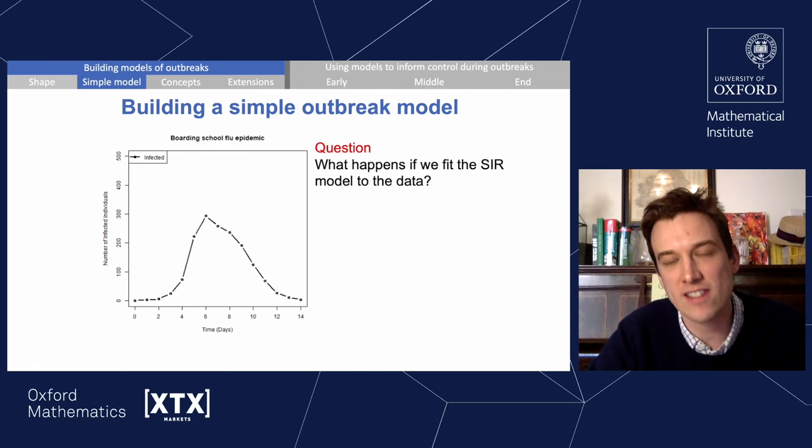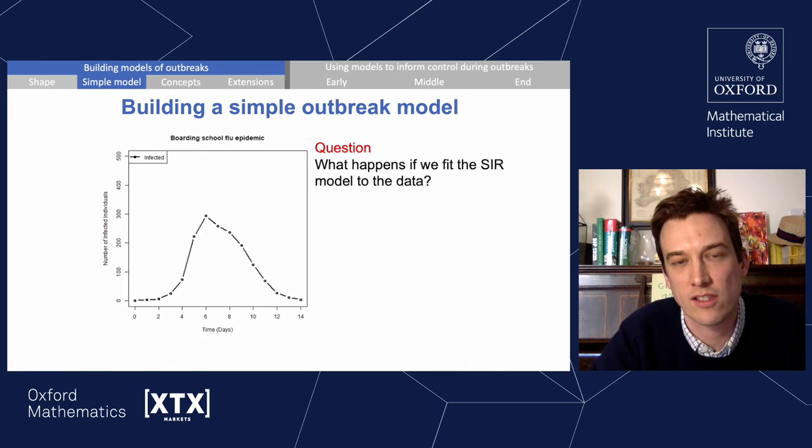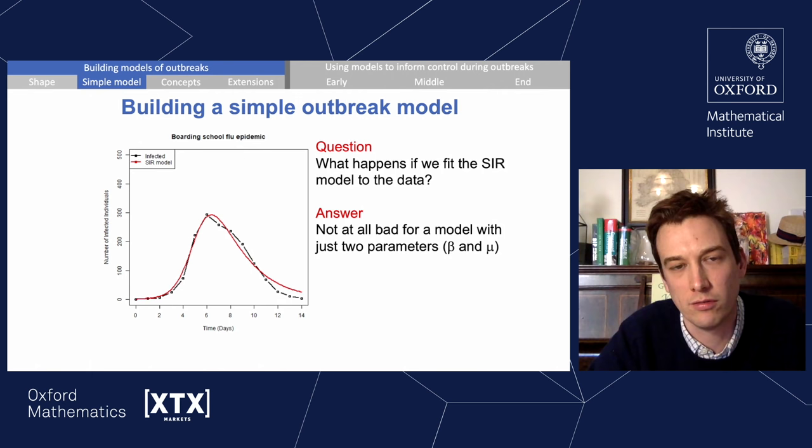So what happens now if we fit this model to the data? Again, here we have the boys' boarding school flu epidemic data set in black, and we can plot the results of this new model. What we see in red is the model output, and it matches the infectious disease outbreak data pretty closely. I think you'll agree the model's doing a pretty incredible job given how simple it was. It was pretty simple to construct, and the model only included two parameters: one governing the infection rate, which was beta, and one governing the recovery rate, which was mu. But it was a very simple outbreak model, and the model output matches the data very well.